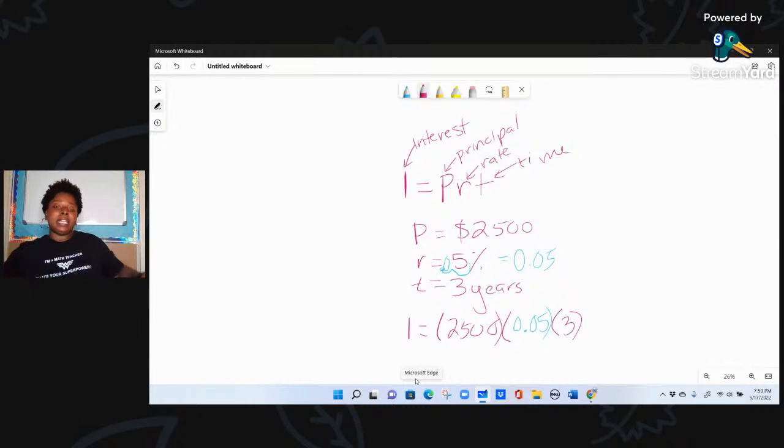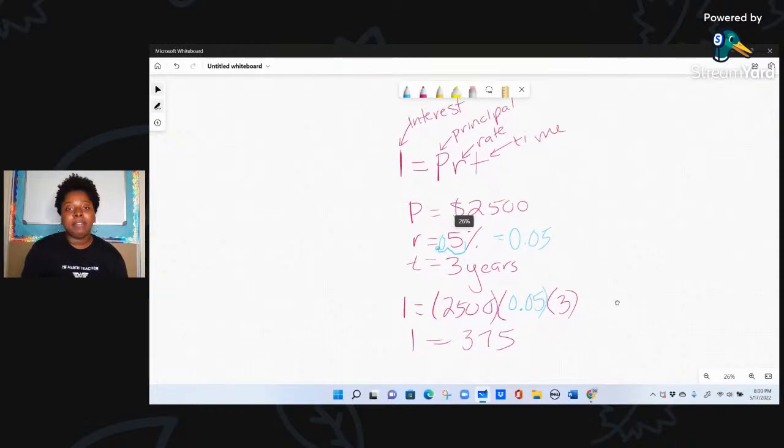The good thing about learning about simple interest is that you can use the calculator. So fun. 2,500 times your interest rate, 0.05, times 3. And get this. Not only are you paying back that $2,500, but you're giving them $375 in interest. How fun. This is why you don't take out a loan. So find all the college scholarships you can, guys. But interest is how much you have to pay back.